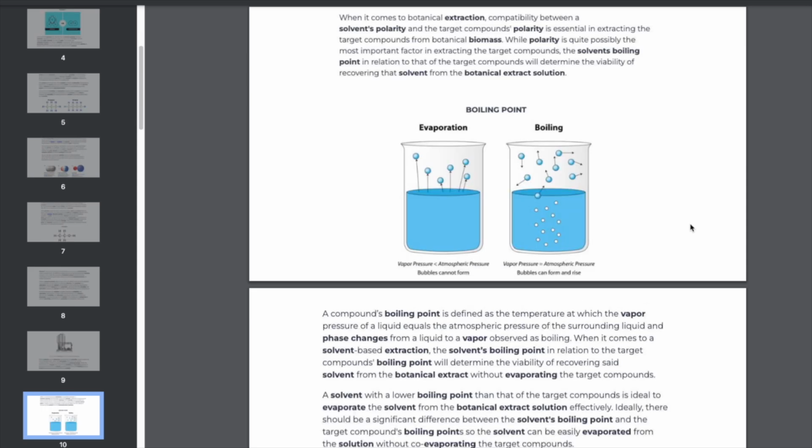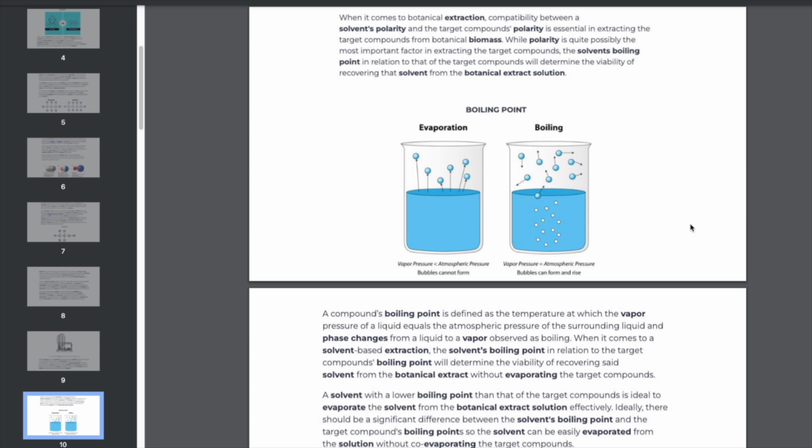When it comes to botanical extraction, compatibility between a solvent's polarity and the target compound's polarity is essential in extracting the target compounds from botanical biomass. While polarity is quite possibly the most important factor, the solvent's boiling point in relation to that of the target compounds will determine the viability of recovering that solvent from the botanical extract solution. So this is just a basic way of saying if the solvent that we are using to extract our solute is similar in boiling point, then it's difficult to separate the two from each other once we have completed the extraction, because both of them will boil out together.